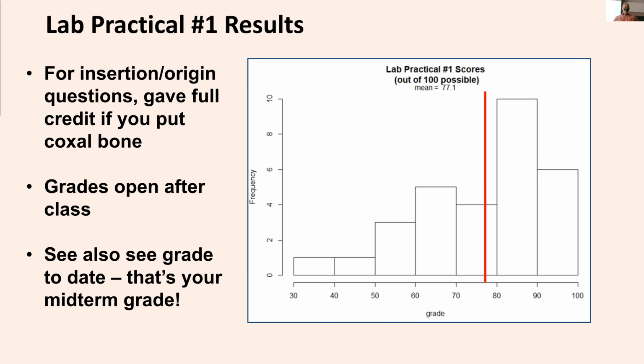How many points were the questions each? In the lab practical, they were 2.5 points each. And I want to clarify one other thing.